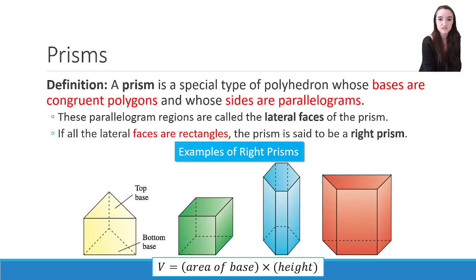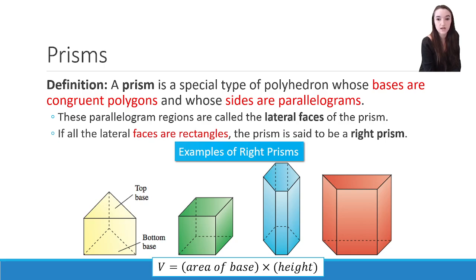A prism is a special type of polyhedron whose bases are congruent polygons and whose sides are parallelograms. So again, we've already seen an example of a prism. The rectangular solid is also known as a rectangular prism. These parallelogram regions are called the lateral faces of the prism. If all the lateral faces are rectangles, the prism is said to be a right prism.